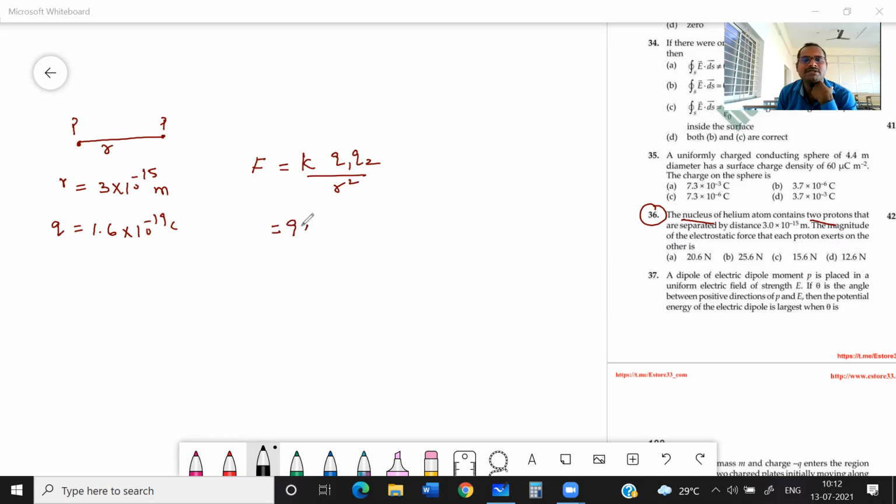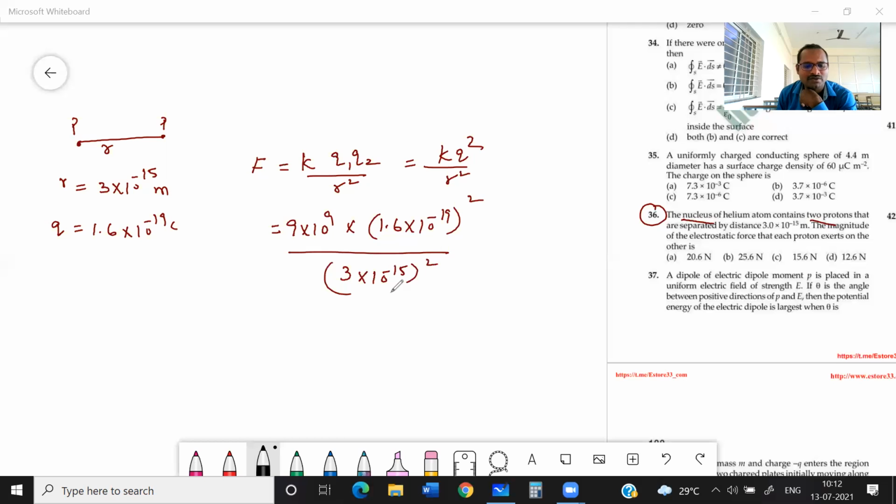K value is 9 into 10 to the power of 9. These also proton means Q square we can say. This K Q square by R square. What is Q value? 1.6 into 10 to the power of minus 19 whole square, divided by R value 3 into 10 to the power of minus 15 whole square. Okay, students, if you calculate all these values, you will get 25.6 Newton.